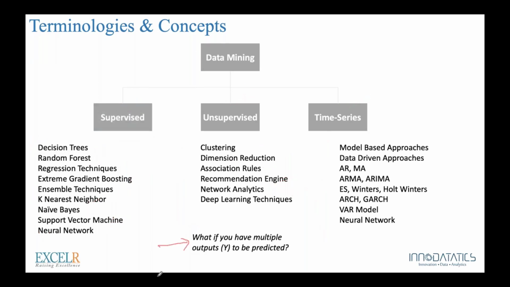What if you want to predict multiple outputs at once? Each time you need not always predict a single output. You might want to predict multiple outputs. That's called multi-target regression.